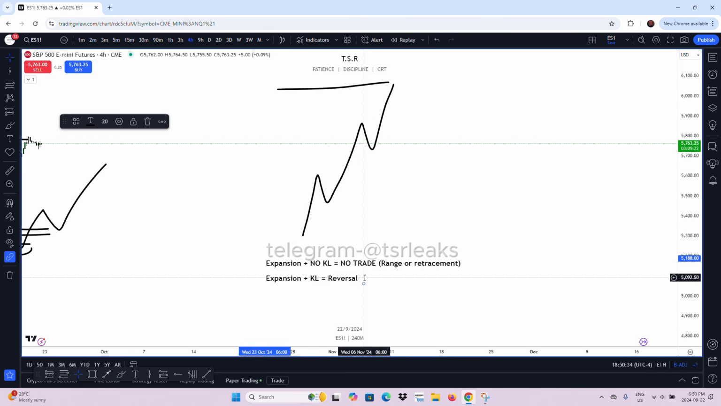Like I said, so we're getting a bit of lag here, but that is okay. We will deal with it. Reversal means trade.